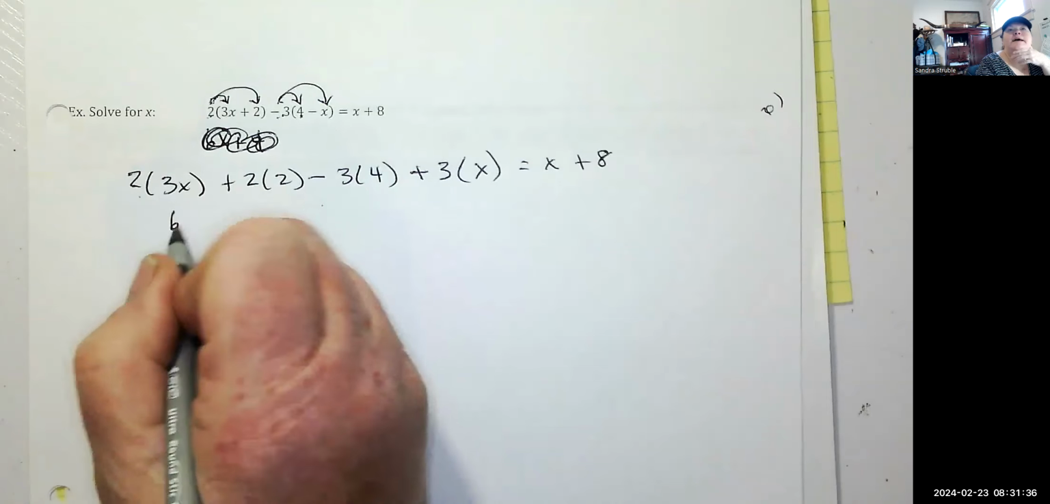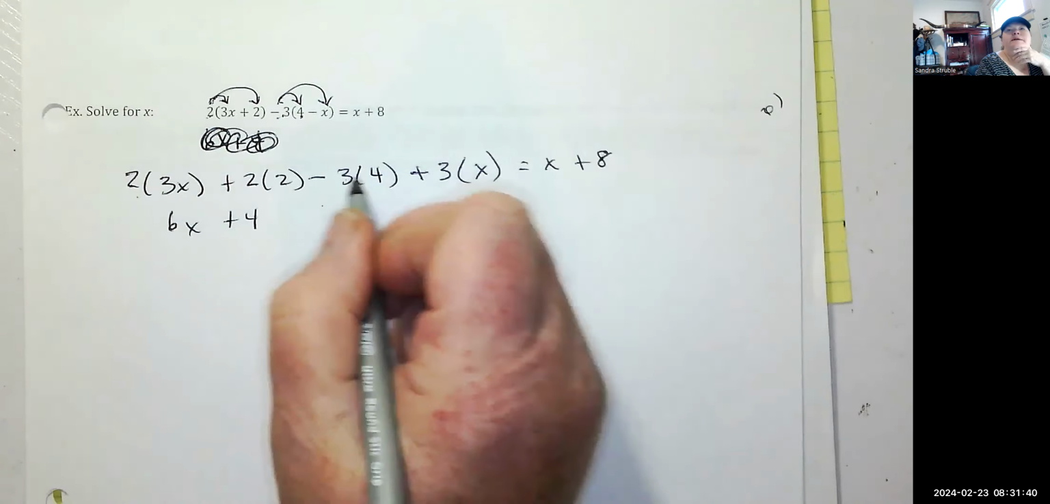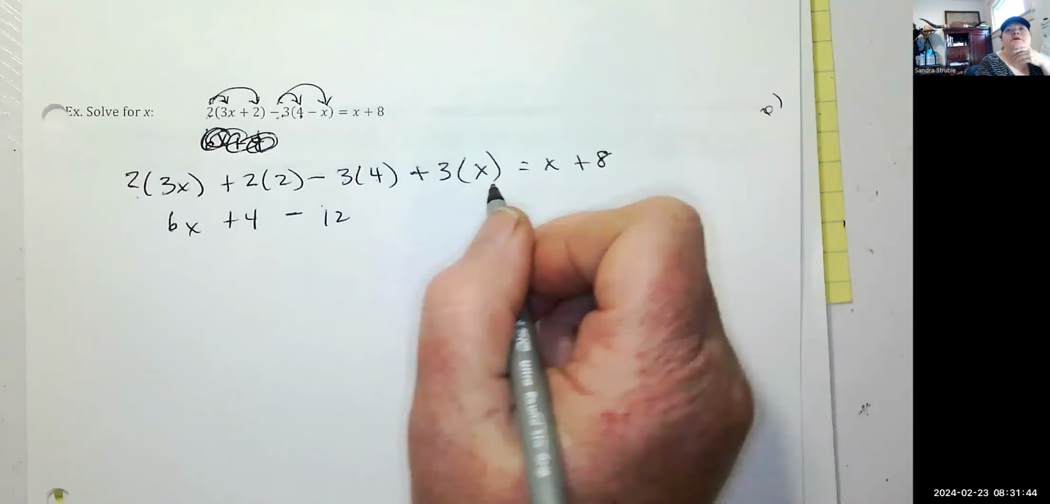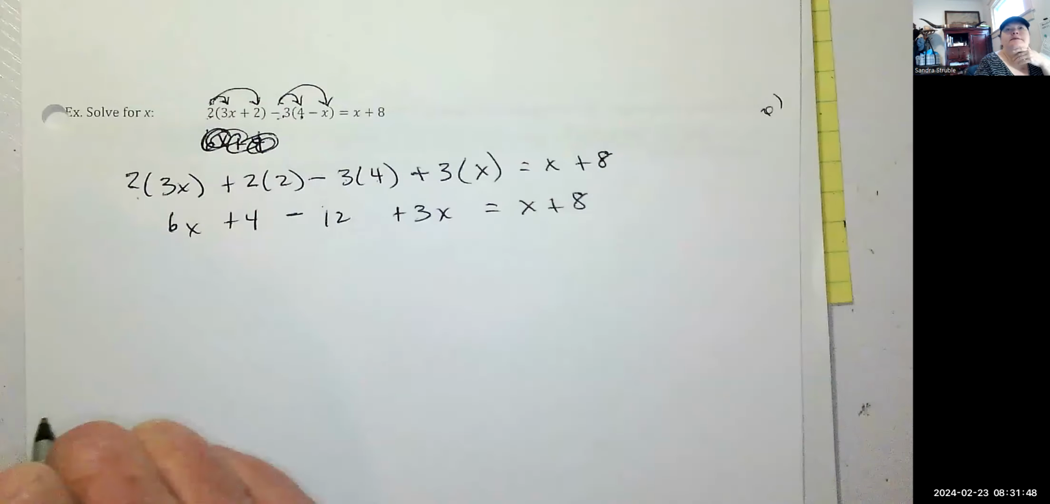2 times 3 is 6x. 2 times 2 is positive 4. 3 times 4 is 12. Our signs are opposite, so it's negative. Plus 3x is equal to x plus 8. This is a long one.